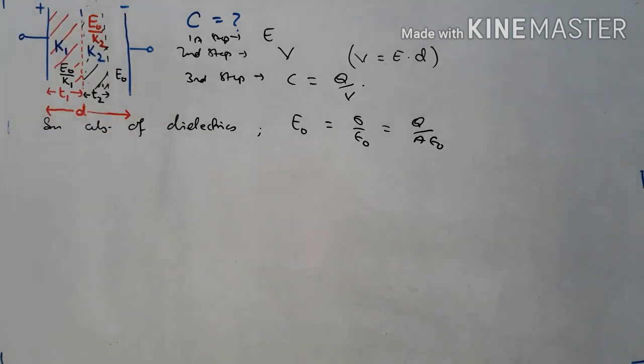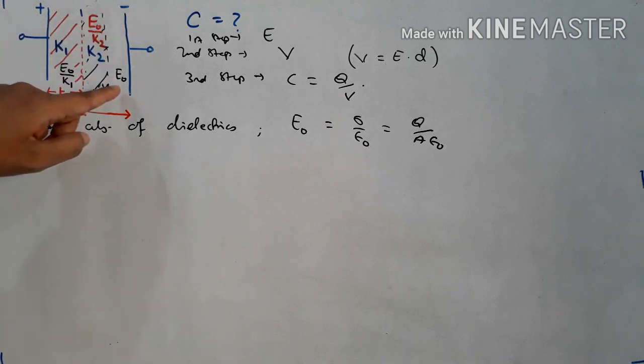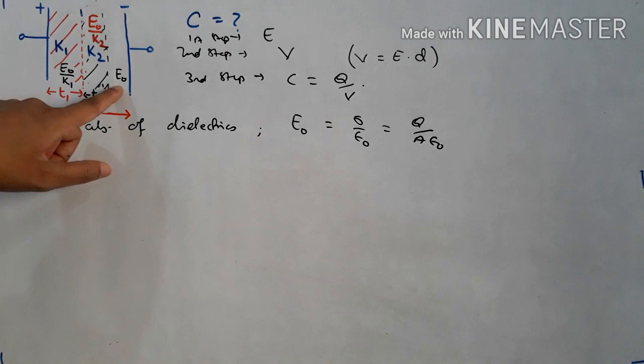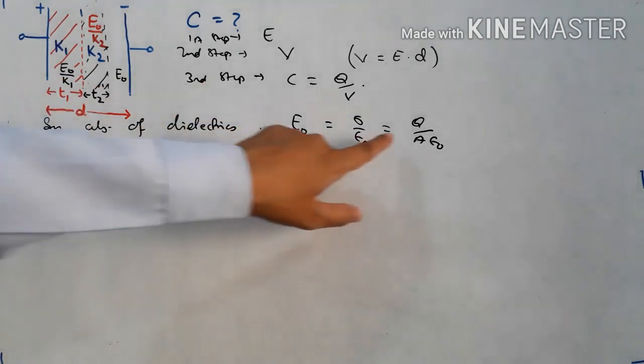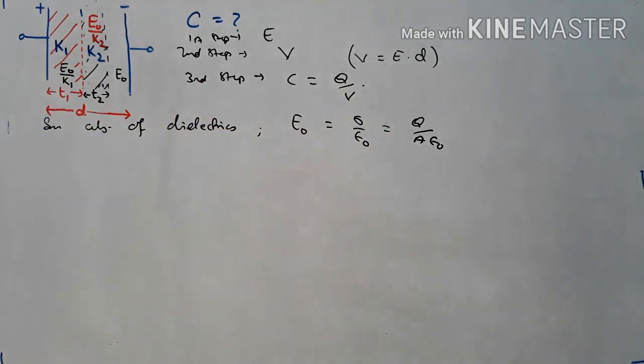So let me repeat, what are the electric fields in different regions? For this first dielectric, within this, the electric field will be E naught by K1. Then in the next region, for thickness T2, the electric field will be E naught by K2. And in the third region, there is no dielectric, so the electric field will be E naught, where E naught is how much? Q upon A epsilon naught. So this is our step 1.